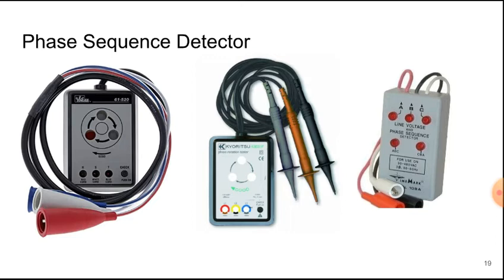There are also other sequences. Later on, we will discuss them. But in this chapter, there are only two types. RYB is the same as YBR or BRY. That's all RYB. It's all the same sequence. It depends on where you put that point in our discussion. These three pictures here are examples of phase sequence detectors.